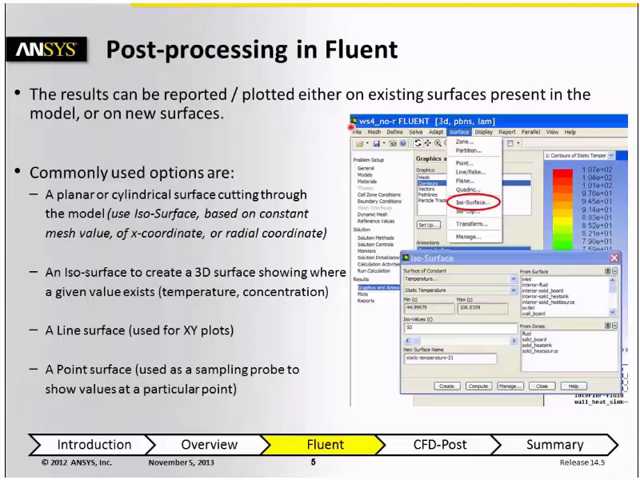The figure on the right shows the creation of an isosurface. The first thing you do is go to the Surface menu and select Isosurface. Then you select the variable you want to create the surface of. Here it's temperature. You click Compute, and then use the slider bar to get the value that you want, or just type it directly in the field, and click Create.